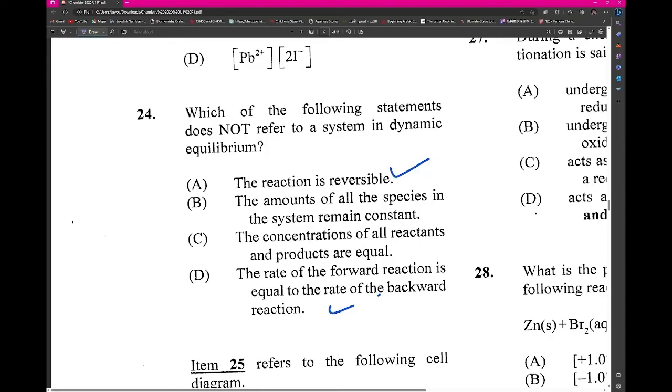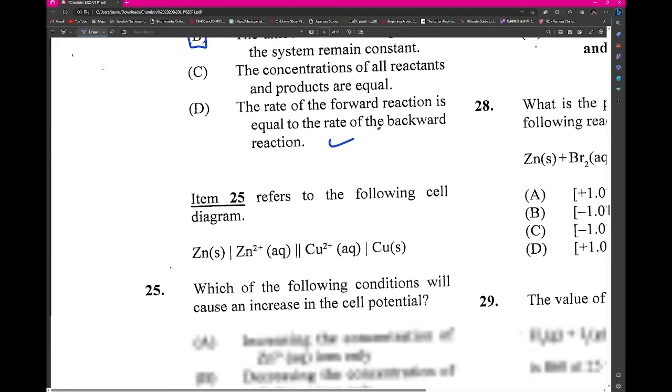So the amounts of all the species don't remain constant because they're continually being changed, right, at the microscopic level. But at the macroscopic level, it seems that they remain constant, but you have a constant push and flow. There's never the exact same amount, but the concentrations appear to be equal. So I would believe that B is the answer. If you think that there's another answer here, just drop a comment.